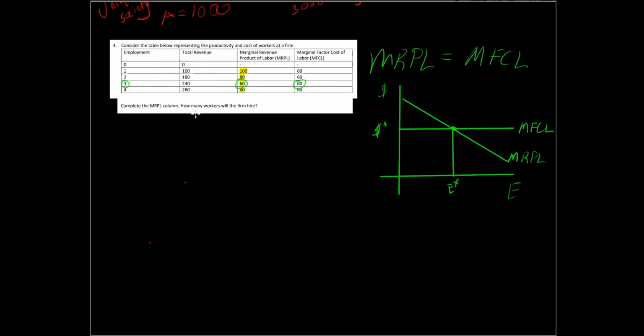So how many workers will the firm hire? 3. But let's talk about how to find the marginal revenue product of labor. If you're given the total revenue column connected to the employment column, it's fairly straightforward. Just like finding any of the marginal values we found throughout the course, you get at it by subtracting subsequent values. So here it's 100 minus 0, which is clearly 100. And then the next one, it's 180 minus 100, which gives us 80, and so on. And so that's how you would get that column.